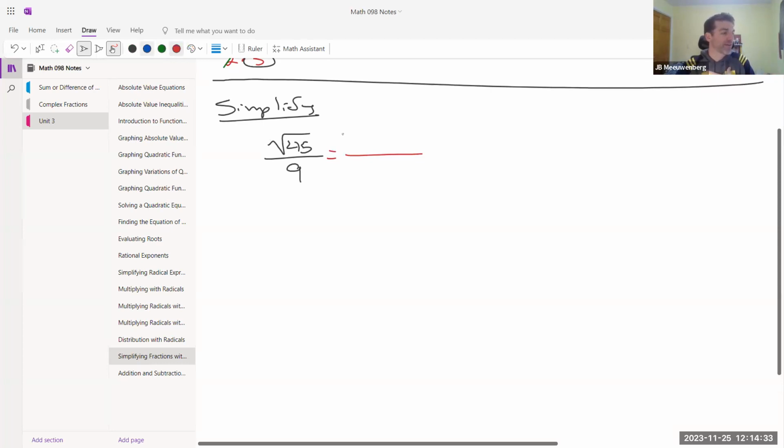Radical 45. So we can take radical 45 and think about it as the square root of 9 times 5. Why did I choose 9 times 5? Because 9 is a perfect square. What can I do with the perfect square? I can take its square root, which is 3, bring it out front, and leave the 5 on the inside. And then we have still over 9.